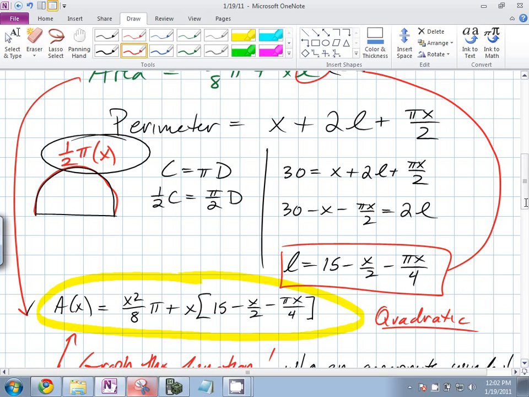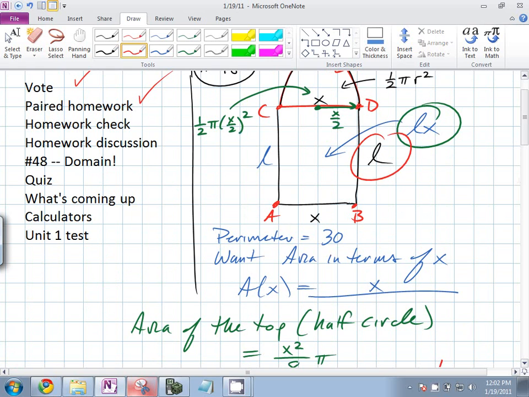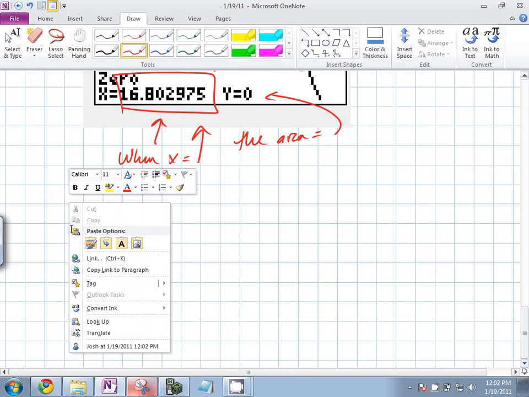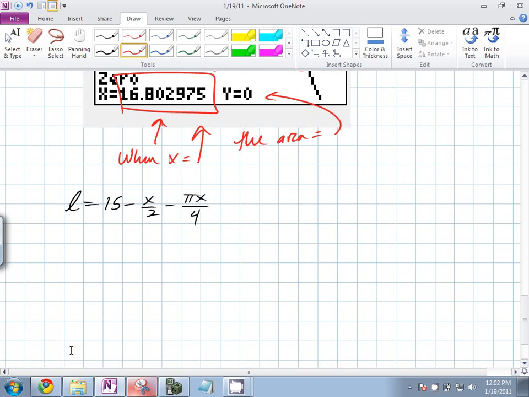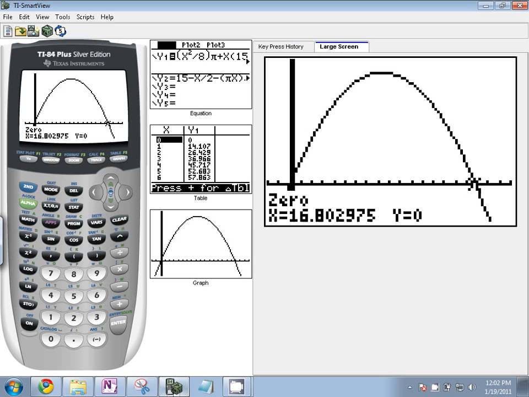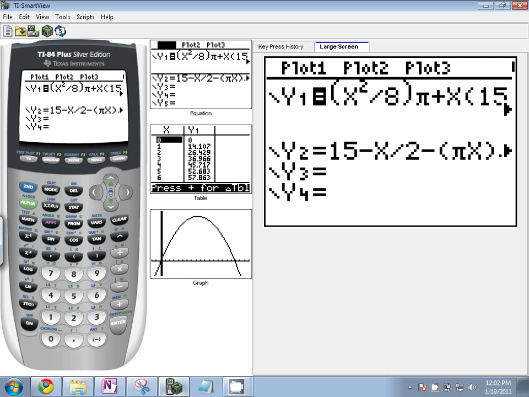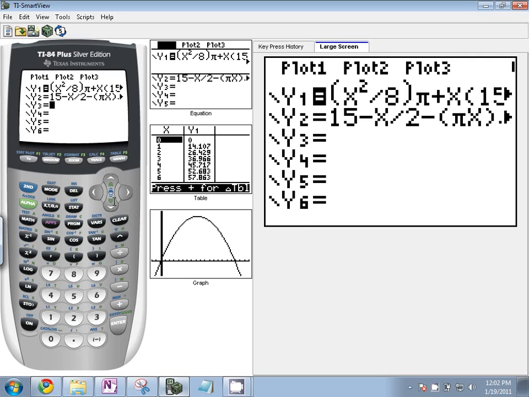The L values. Well, let's look at this. What happens when x is 16.803? I'm going to show you something on your calculator. I entered this. You see this right here? What is this? 15 minus x over 2 minus pi x. What is that? That's the function for L.